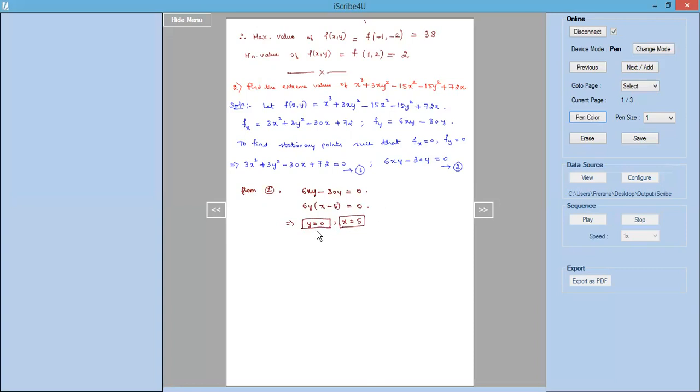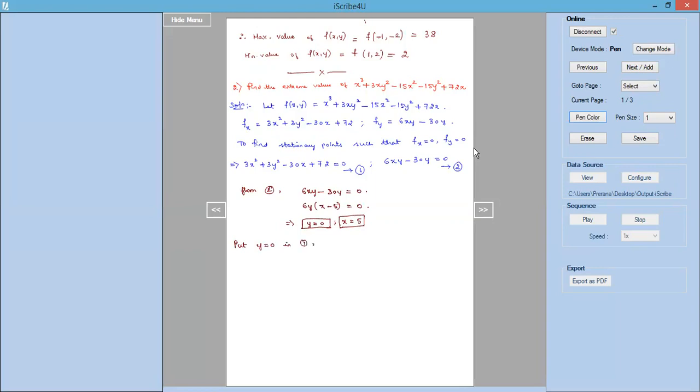Now we substitute one by one each of these values into equation 1. We have obtained both these values, y value and x value, from equation 2. Now we will substitute into equation 1 to solve for x and y. That gives us the pairs x comma y as the stationary points. So first we will put y is equal to 0 in equation 1.